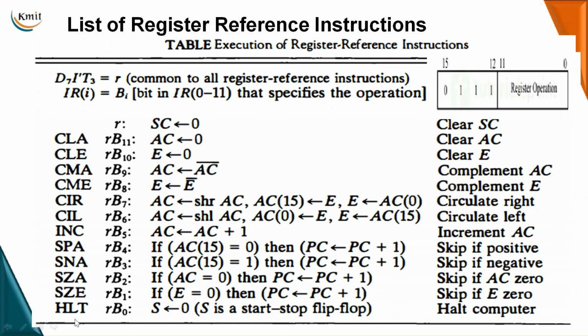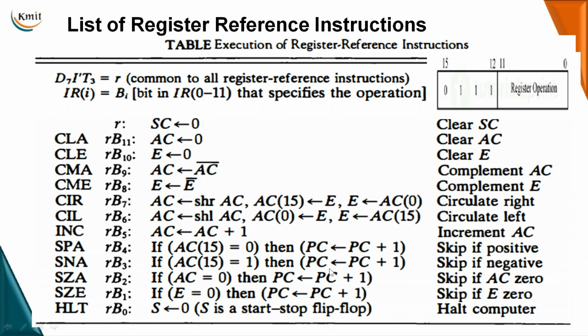And lastly, the final instruction is the halt instruction, HLT, represented by RB0, which means B0 will be 1, whereas all the bits 1 to 11 will be zeros. It is represented by 0 implies S. S is a start-stop flip-flop, and this halt instruction is used to stop the execution of your program. So if you execute this instruction, the program execution will be stopped. So this is represented by RB0.